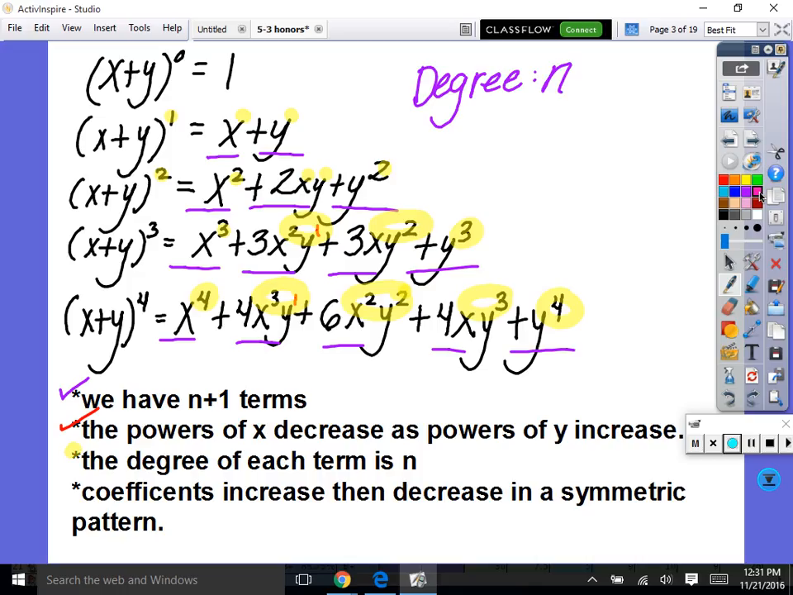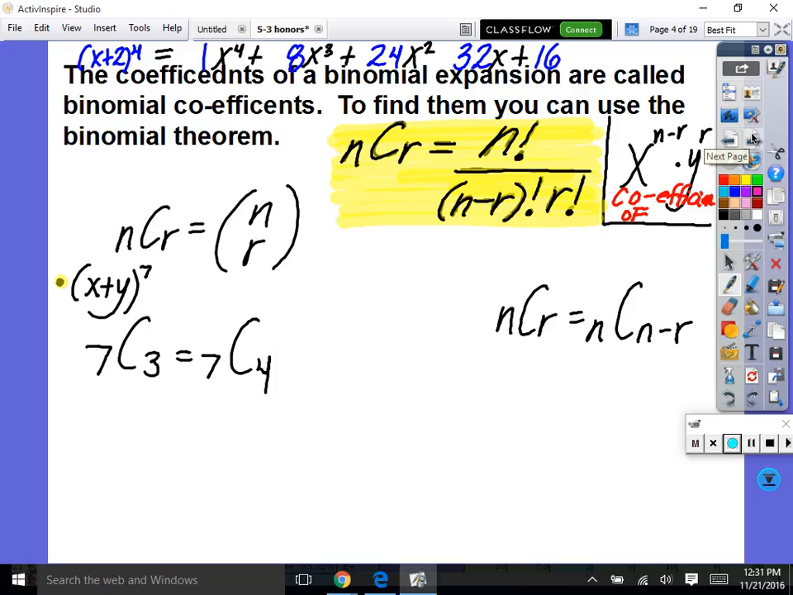1, 4, 6, 4, 1. Everybody's seeing that. The coefficient, the number in front of the variable, is going up and then down in a symmetric pattern. So I had somebody last hour say, well, how do you know what numbers those are? And that's what brings us to the next thing.